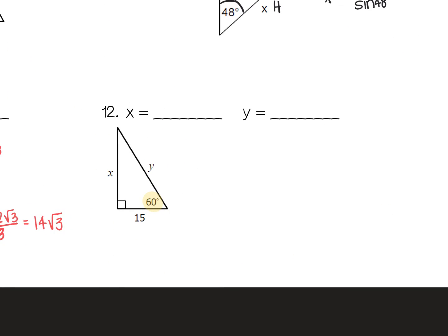And then the last one on the front, again, is a 30, 60, 90. So this side is x, this is 2x, this is x radical 3. I have that x equals 15. So I'm going to take that and plug it in to both of these sides. When I plug in here, I have 2 times 15, which is 30. When I plug in here, I get 15 radical 3. So 30 goes in the y blank, and 15 radical 3 goes in the x blank.